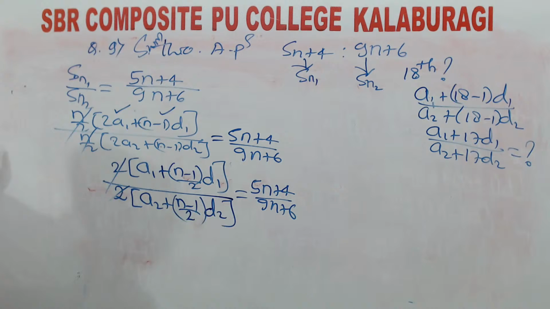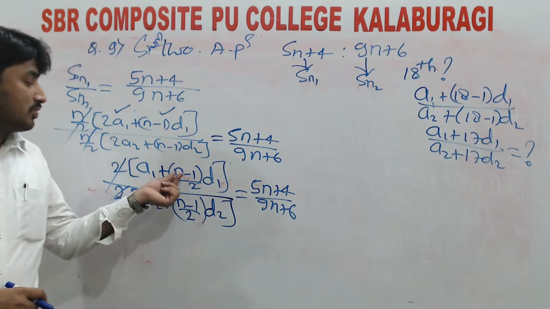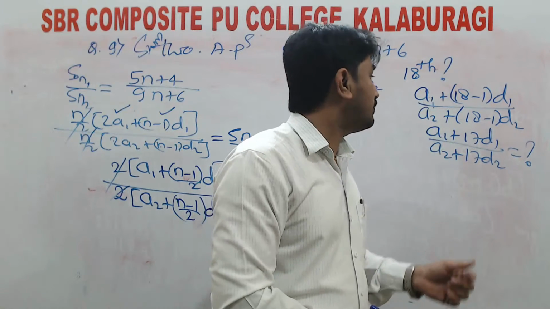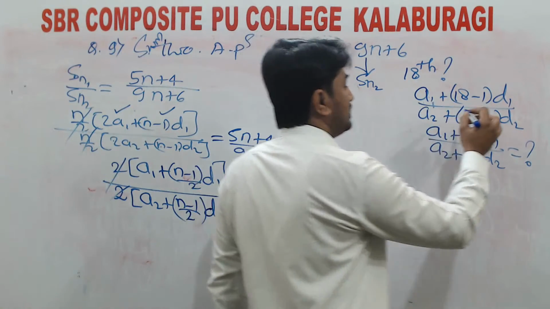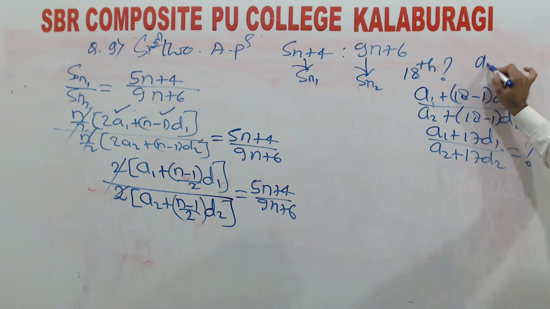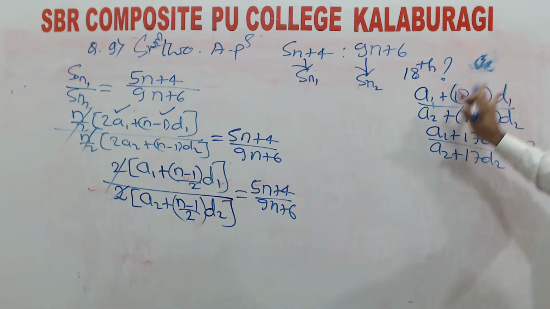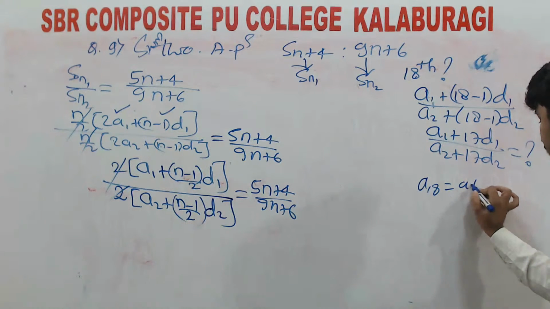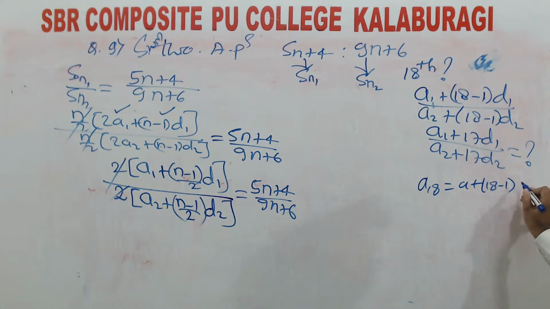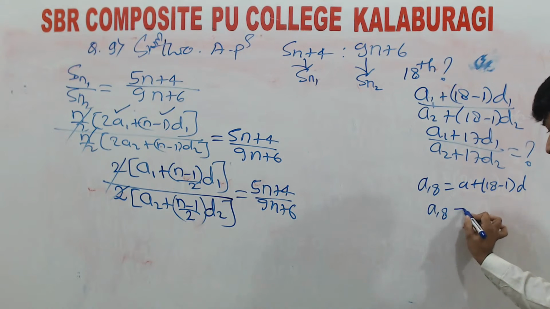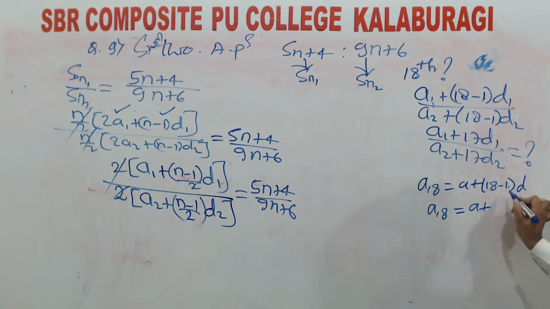Okay, so now put n equal to, the required term is what, the 18th term we want to find. For the 18th term, in place of n, it is n minus 1 term. The 18th term is equal to A plus (18 minus 1) into D. It means the 18th term is equal to A plus 17 D.